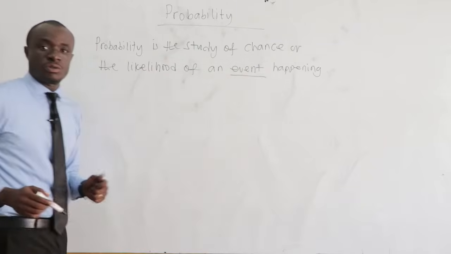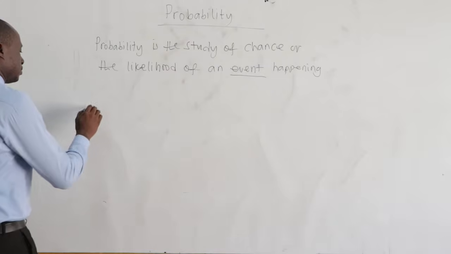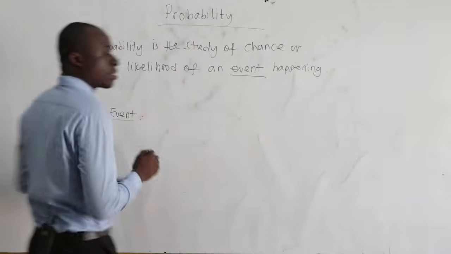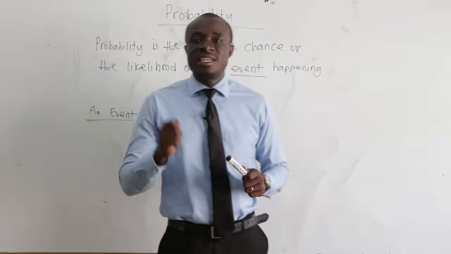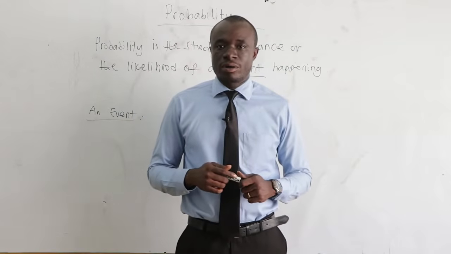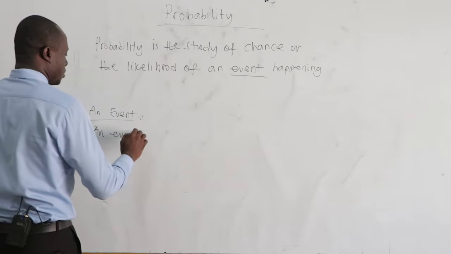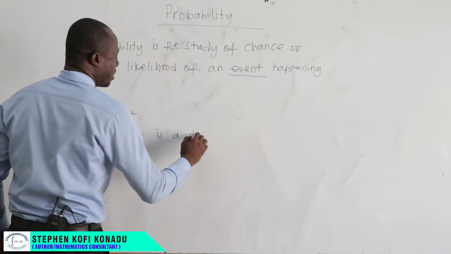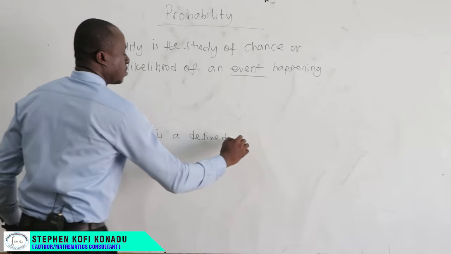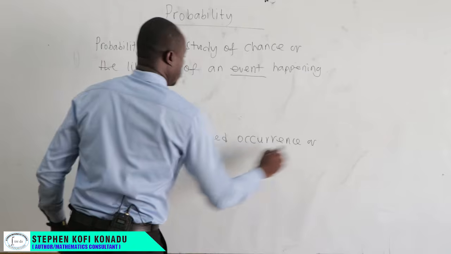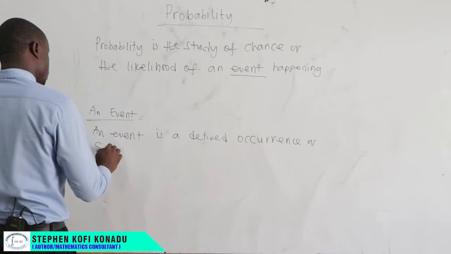The next thing for us to consider is an event. An event is a defined occurrence or situation. So you say that an event is a defined occurrence or situation.